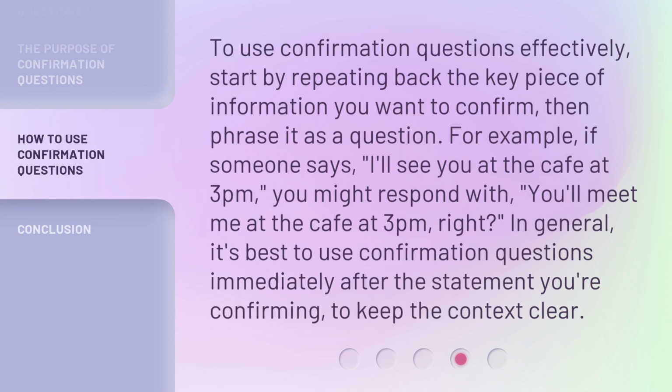To use confirmation questions effectively, start by repeating back the key piece of information you want to confirm, then phrase it as a question. For example, if someone says, "I'll see you at the cafe at 3 p.m.," you might respond with, "You'll meet me at the cafe at 3 p.m., right?" In general, it's best to use confirmation questions immediately after the statement you're confirming, to keep the context clear.